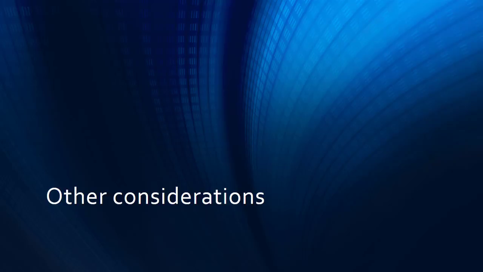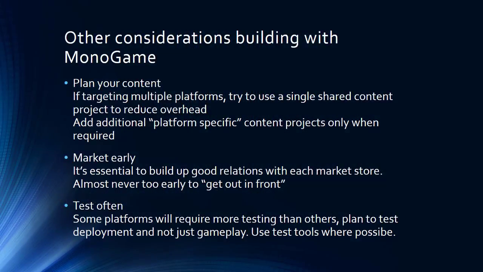So, some closing notes as we wrap this up: with any project, plan for what you're going to do. Work out from day zero whether you're going single platform or multi-platform, and then build your project that way. If you're using multiple platforms, make sure you're using shared content projects where you can. This will save you a ton of hassle when you're managing art and content. So only have platform-specific content projects where you need them. I'll stress that. It'll save you a ton of bother.